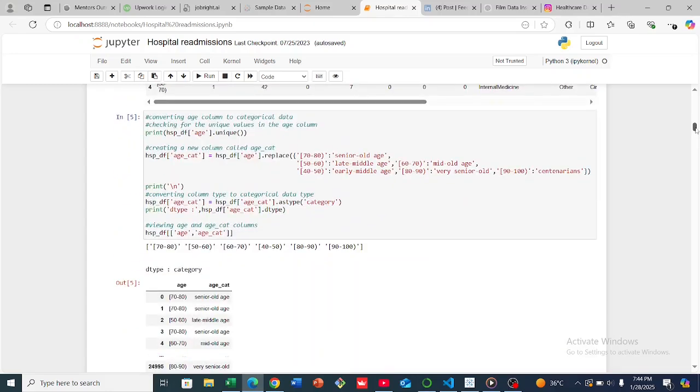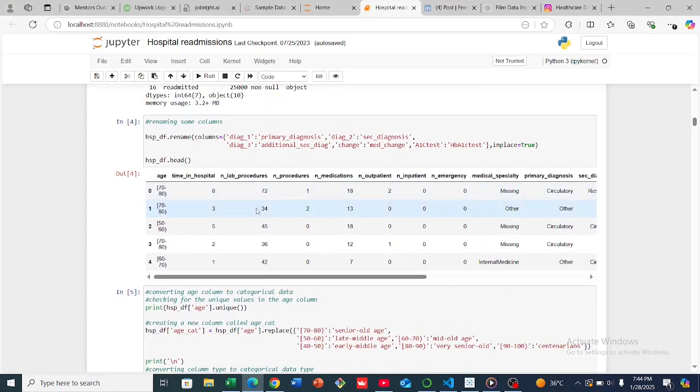Another thing I did was to convert the age column to categorical data. If you look at our age column, the values did not come in as a specific value like 70 or 25. They came in ranges, 70 to 80, 50 to 60, like that. Since I cannot pick a specific age for each patient, I decided to categorize them.